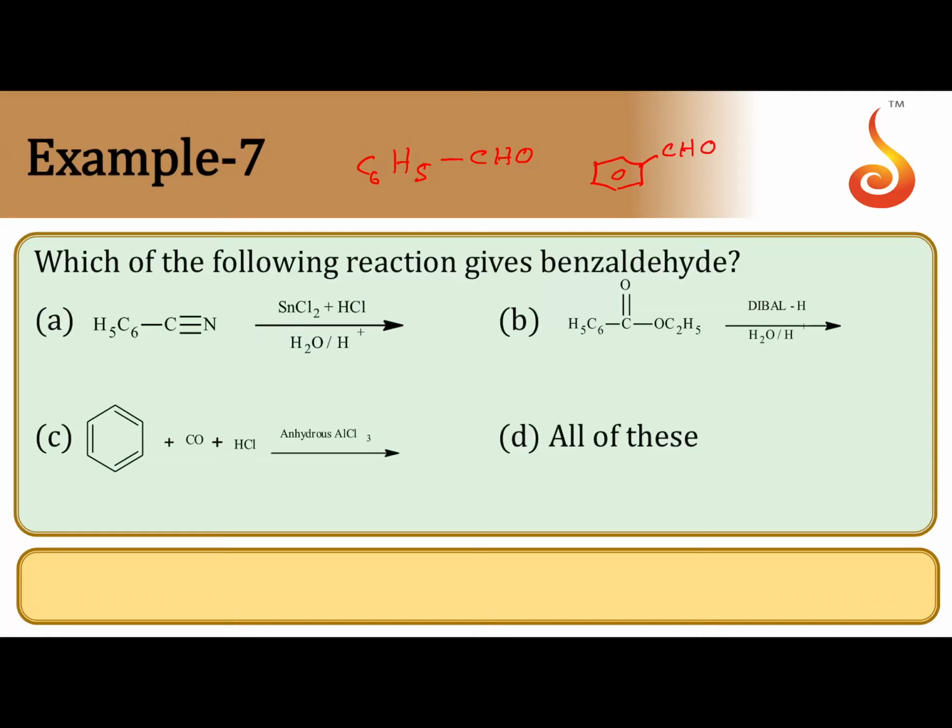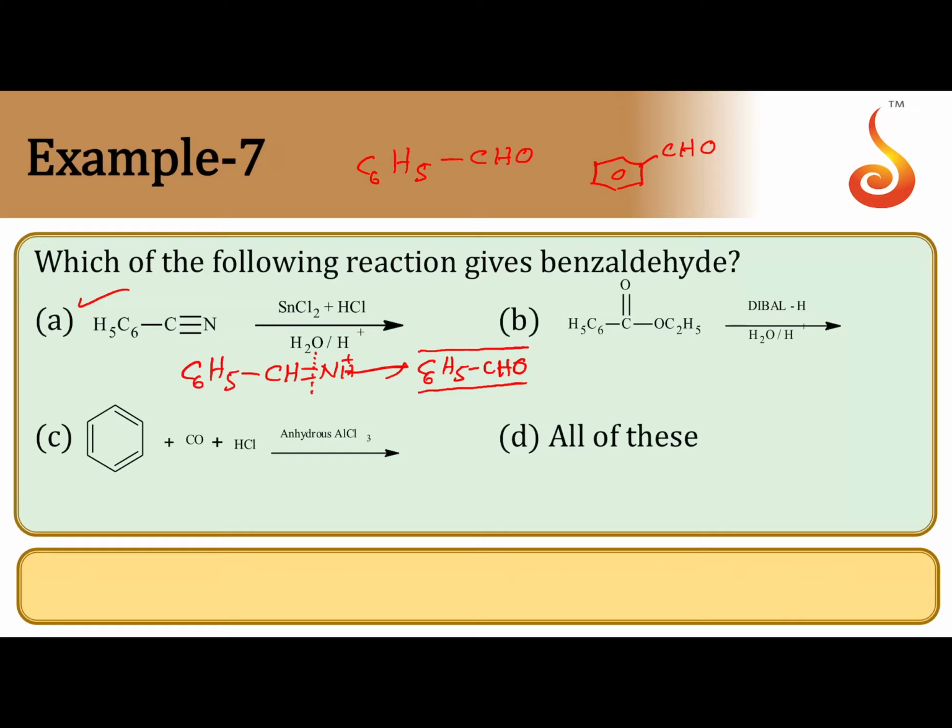Benzonitrile on reduction with SnCl2 and HCl gives C6H5CH=NH. It undergoes hydrolysis to give C6H5CHO. This is Stephen's reduction.